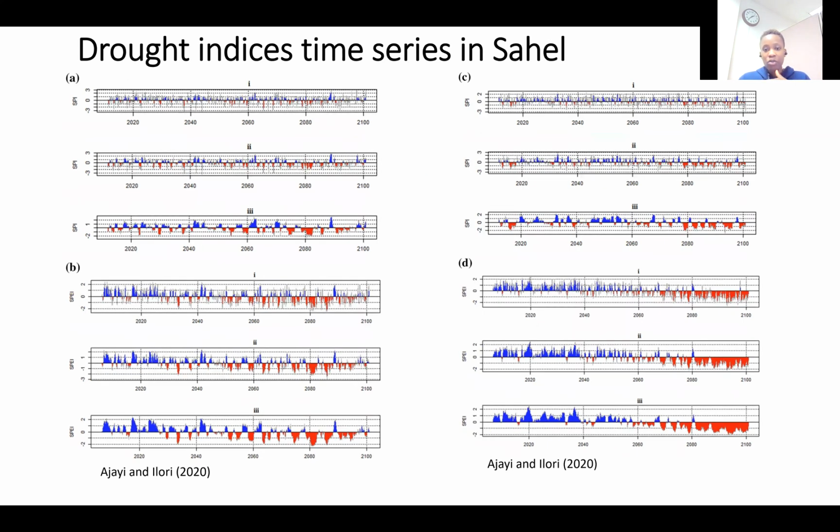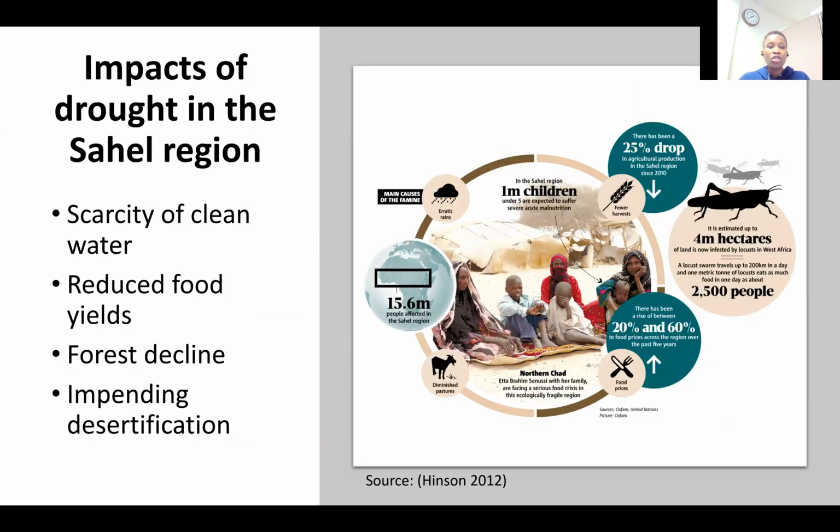And lastly, the Sahel region, which is one of the most vulnerable regions to climate change or drought, we can see that we have an increased amount of dryness. And in some cases, under the RCP 4.5, we can see the value going below -2, which is an extremely dry situation that could lead to a high amount of droughts that could eventually lead to desertification. So what are the impacts of droughts in the Sahel region?